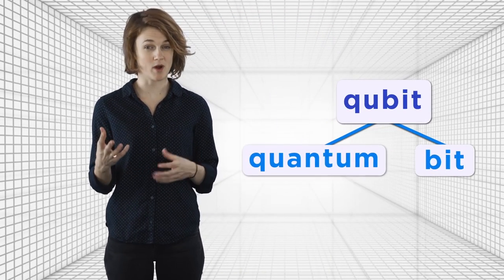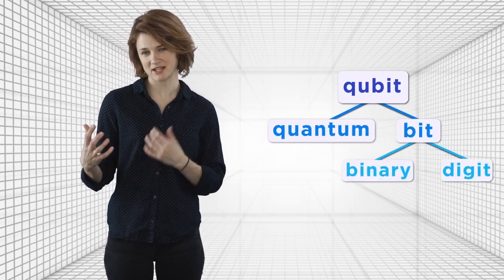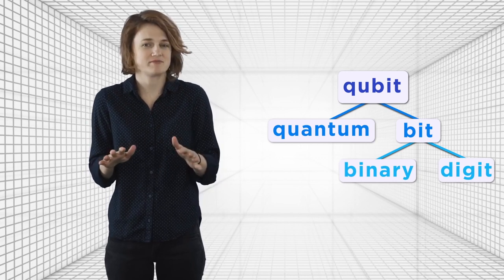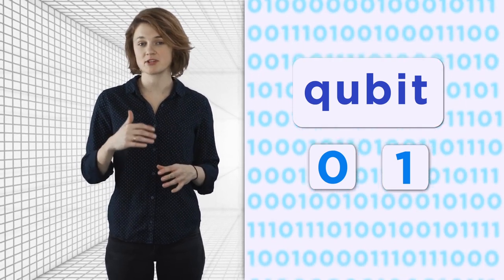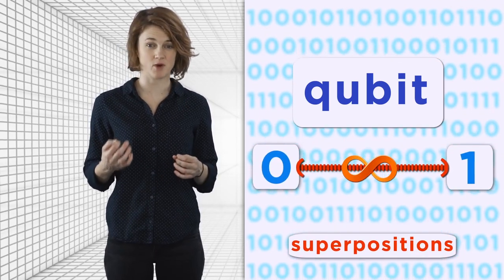Quantum computers use qubits, a portmanteau of quantum and bit, which is kind of funny because bit is a portmanteau of binary and digit. Anyway, like a bit, a qubit can be in state 0 or state 1. And like a classical computer, the initial program for a quantum computer is just a string of zeros and ones. But while a quantum computer is running, its qubits can also be in infinitely many superpositions between 0 and 1.